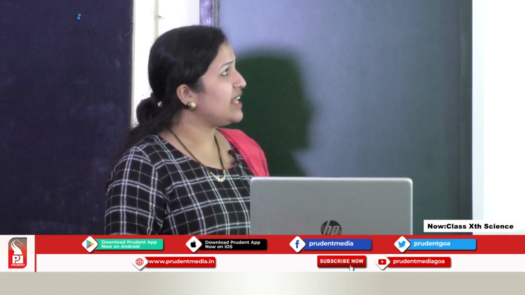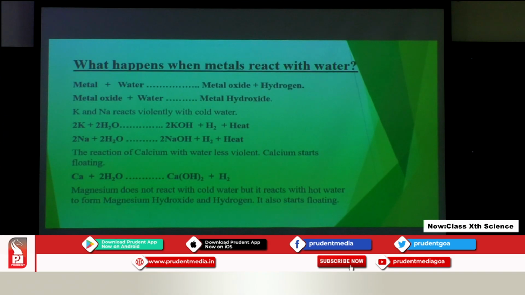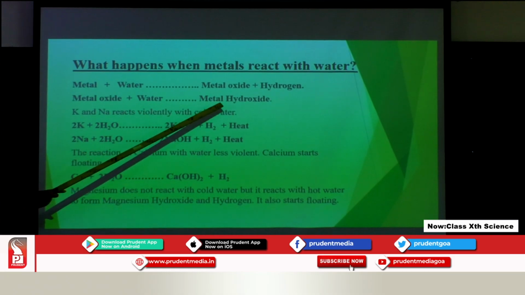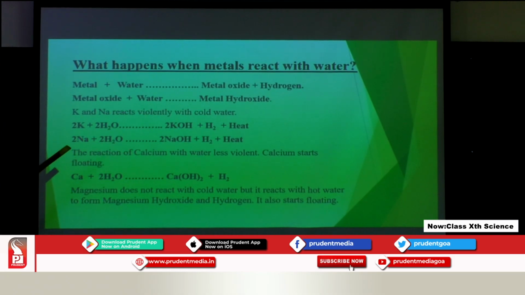So, when metals react with water, we first get the formation of metal oxide, and hydrogen gas is liberated. So, this metal oxide, when it reacts further with water, forms metal hydroxide. Okay. Out of all the metals, sodium and potassium, we said that they are stored in kerosene. So, when they are added to water, they react violently with the cold water. Violently means a large amount of heat is evolved in the process when sodium and potassium are mixed with cold water.